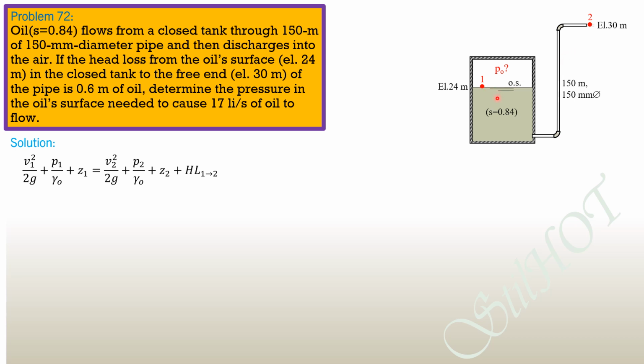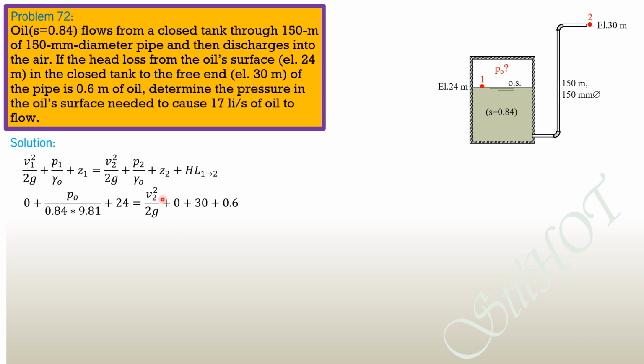By the way, our datum is at elevation 0 here, so that the elevation indicated in the diagram will be the assigned elevation for Z1 and Z2 respectively. So velocity head at 1 is negligible by our experience. This is a point on the reservoir. Pressure head is P sub O over gamma or PO over 0.84 times 9.81 plus 24 equals velocity head at 2 plus pressure head 0 plus elevation head 30, head loss 1 to 2, 0.6. The pressure head is 0 because this is exposed to the atmosphere.